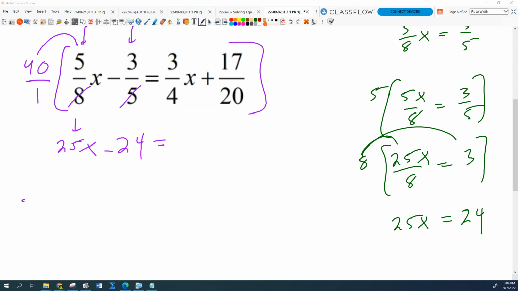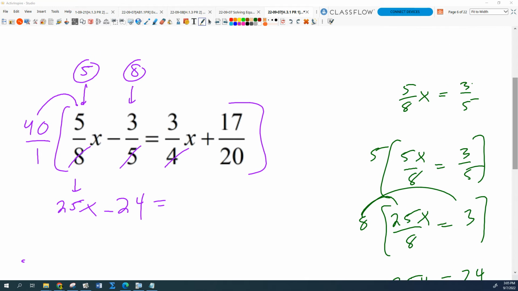So if I distribute the 40 over 1 to the other side of the equation, which we must do, 40 over 4 reduces to 10. Times 3x is 30x, right? And then plus, here, you know what? I better.